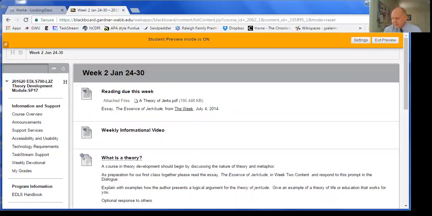Scientifically acceptable general principle to explain phenomenon. There's a funny little article here called A Theory of Jerks, and I want you to read it and respond to it. But I don't want to hear about jerks in particular. I want later, as we're talking about it, to hear about theories.